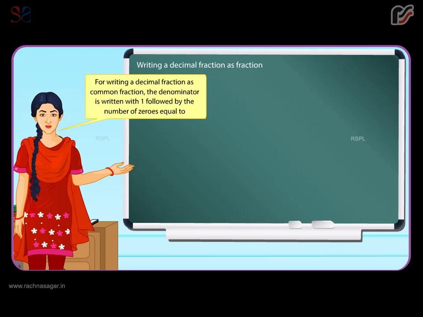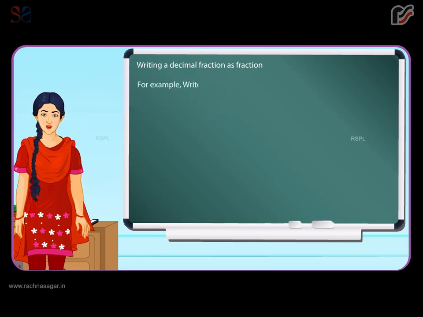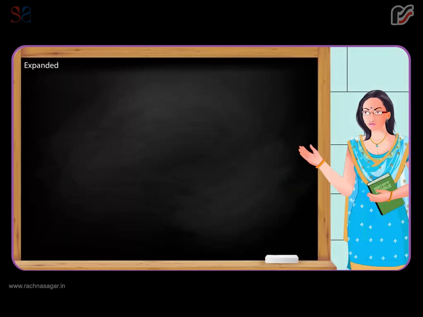For writing a decimal fraction as a common fraction, the denominator is written as 1 followed by the number of zeros equal to the number of digits after the decimal point in the decimal fraction, and the numerator is the number given in the decimal fraction but without the decimal point. For example, writing 0.102 as a fraction. Solution. The number of digits after the decimal point is 3. Hence, the denominator is 1000 and the numerator is 102. So, 0.102 is equal to 102 by 1000.